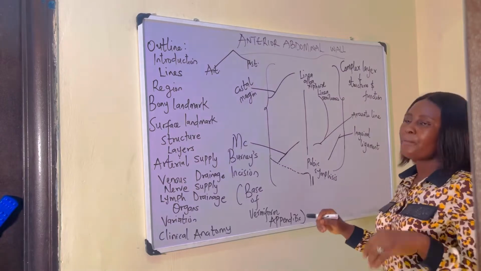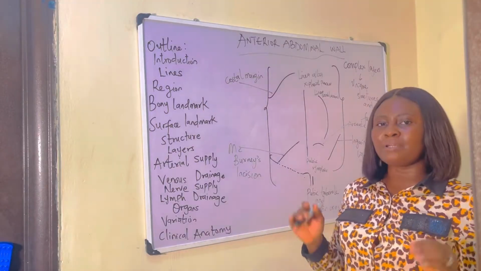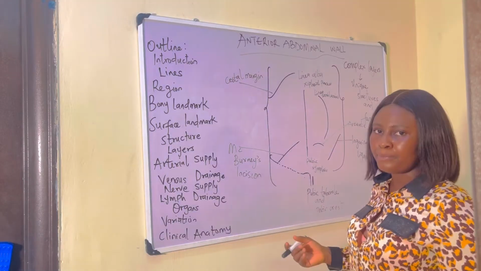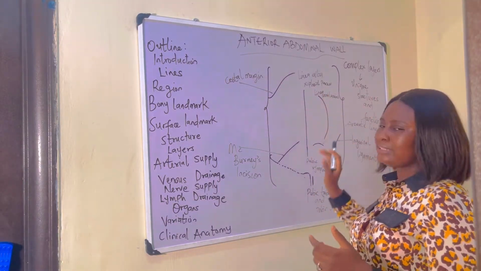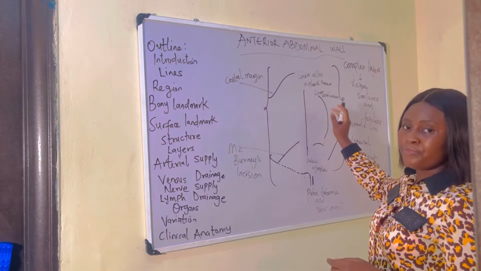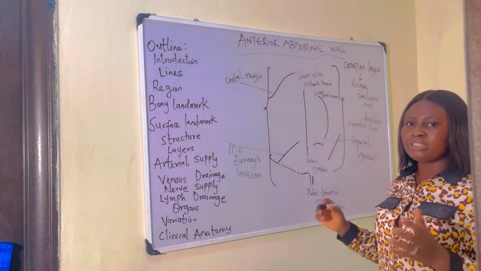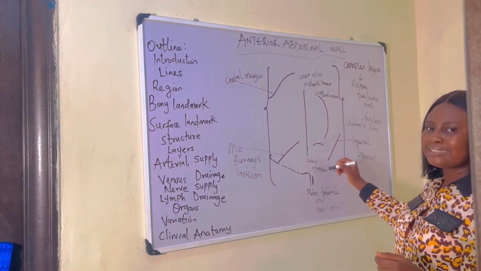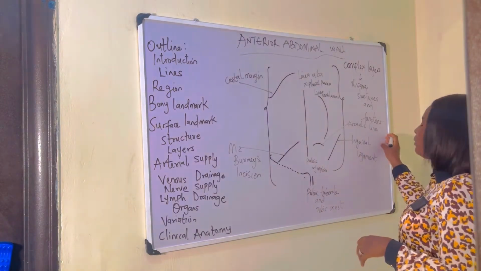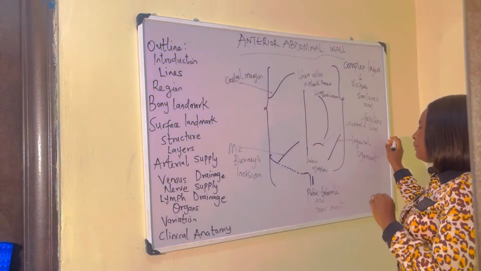So in summary, the lines that we can see in the anterior abdominal wall: the costal margin, which is formed by the costal cartilage number 7 to 10. Then we have the linea alba, which is a line seen in the midline of the anterior abdominal wall, extending from the xiphoid process down to the pubic symphysis. Then we have the linea semilunaris, which is formed by the lateral margin of the rectus abdominis muscle. We have the inguinal ligament, which is formed by the lower border of the external oblique aponeurosis. We have the arcuate line, which is formed by the lower border of the internal oblique aponeurosis and the aponeurosis of the transversus abdominis muscle.